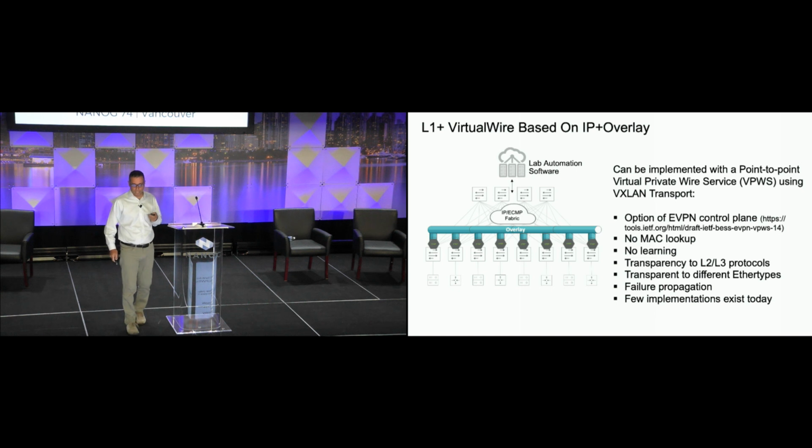The second, more interesting, more disruptive way of thinking about building a layer 1 cross-connect fabric is by implementing what I call here a point-to-point virtual private wire service. I'm borrowing language from this EVPN RFC, which defines how to build a point-to-point transparent link across a BGP IP underlay effectively.